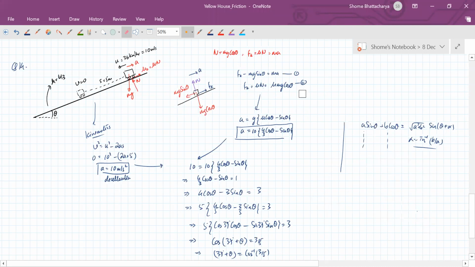Okay. So basically to get from here to here now, what we are doing is we are multiplying and dividing the whole equation by 5 by 5. On the left hand side, we're doing this. Understood? So that's a little trick we are using. Okay. So now you can see that 37 plus theta will become 53 degrees. So theta will become 16 degrees.